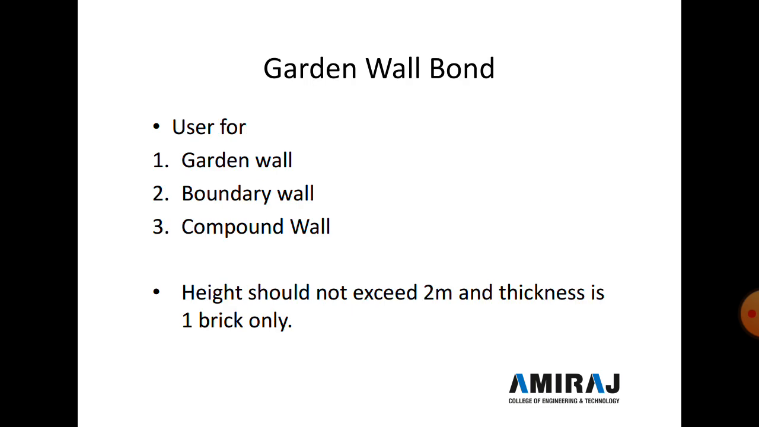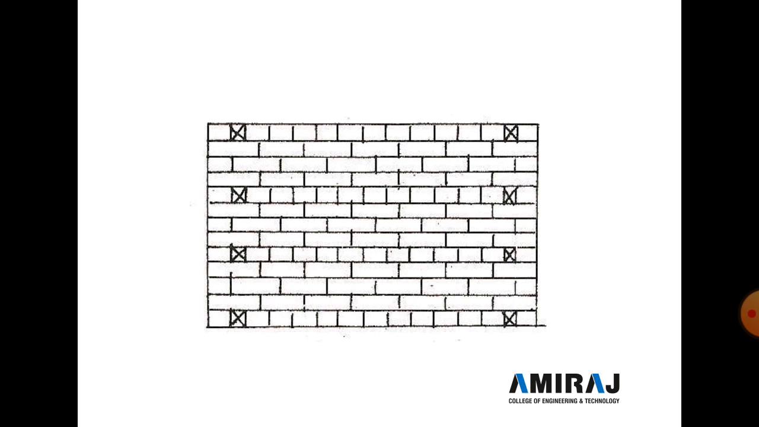Now the next type of bond is the garden wall bond. Generally, the garden wall bond is used for garden walls, boundary walls, and compound walls. It is not generally used in load bearing structural walls. The height should not exceed 2 meters, and the thickness of the brickwork should not exceed 1 brick.